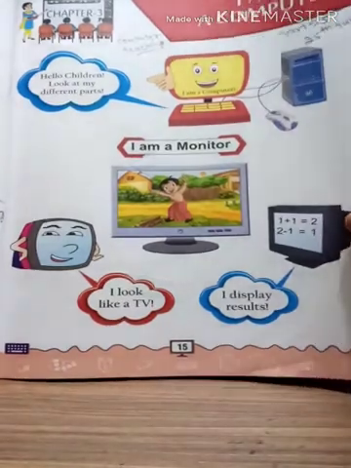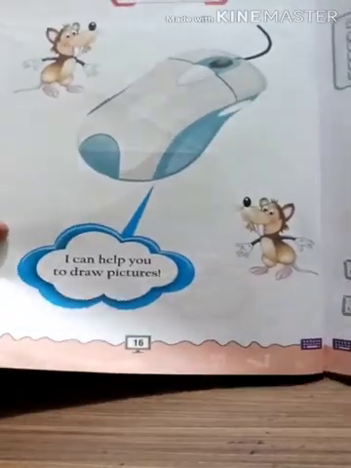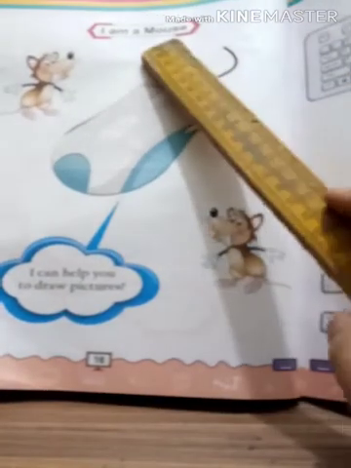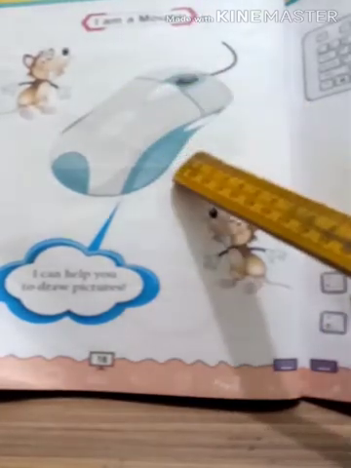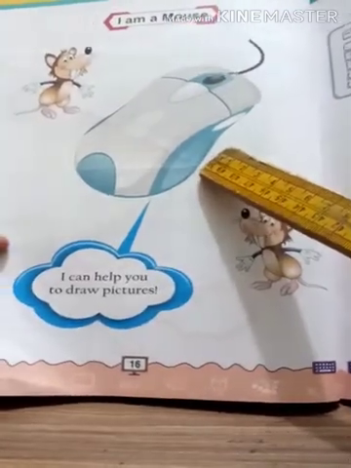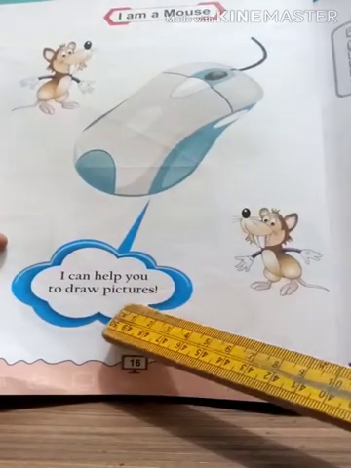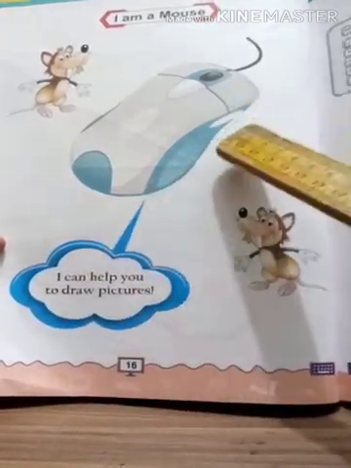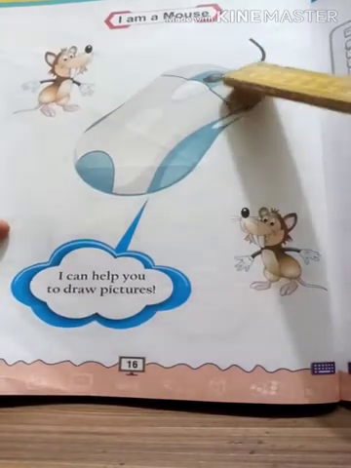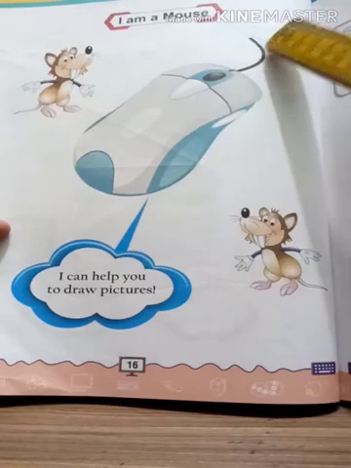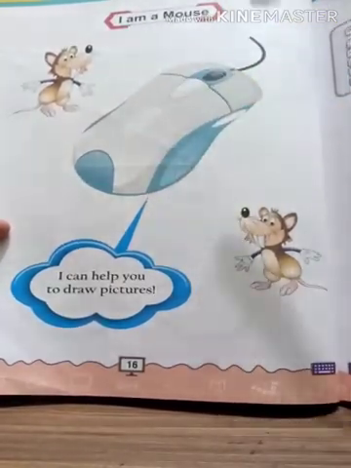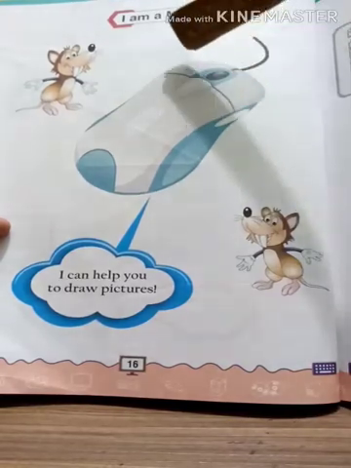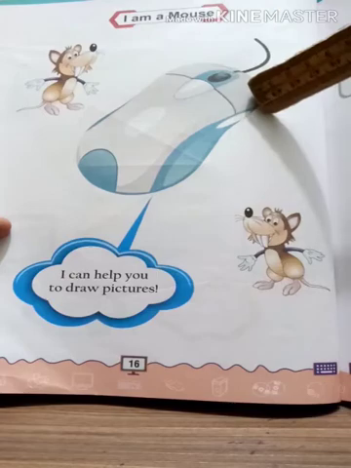On the next page, when you turn to page number 16, you can see I am a mouse. So this is the mouse, and what is the work of this mouse? I can help you to draw pictures. The mouse is used for drawing pictures. If you look at this mouse, you can see one wire. It is just like the tail of a mouse, and two buttons are there. It is called the left button, and this one is known as the right button.